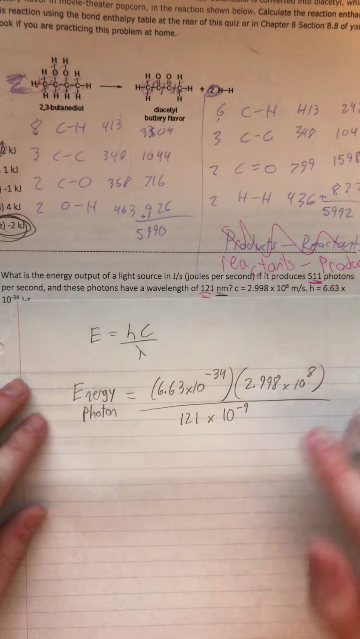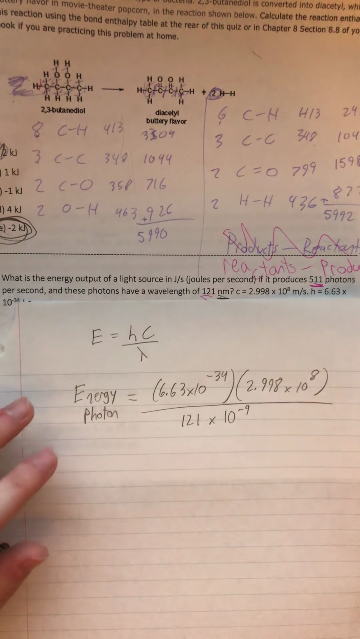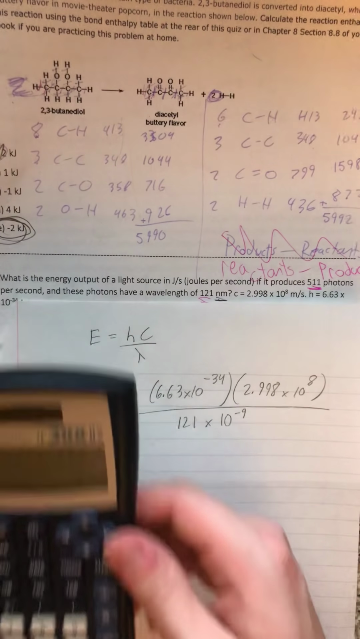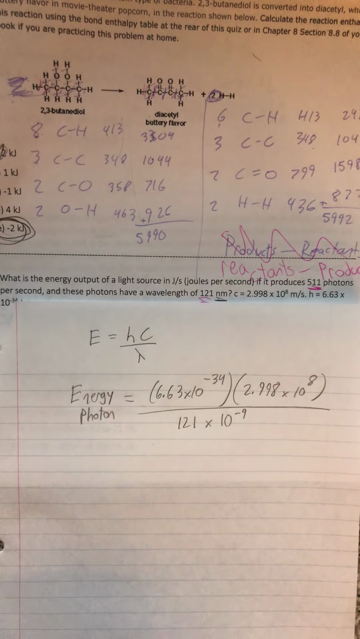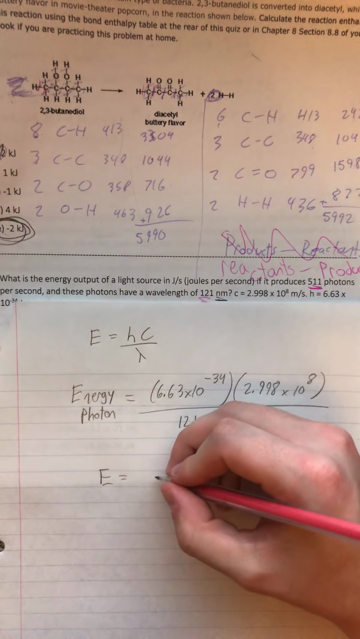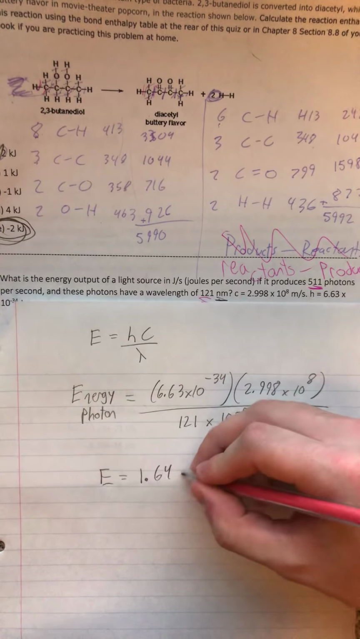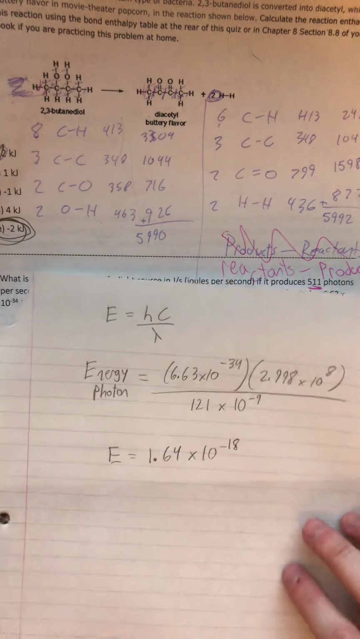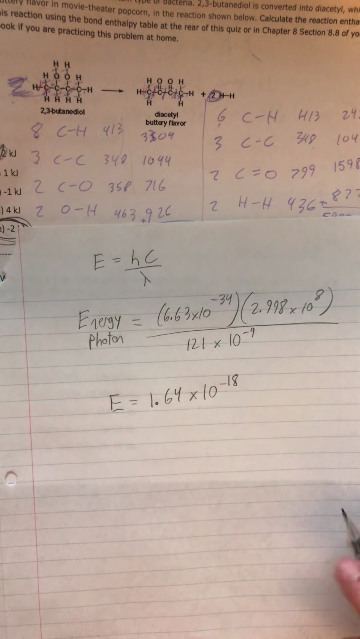So if I plug all this stuff into the calculator, 6.63 times 10 to the minus 34 times 3 times 10 to the 8 divided by 121 times 10 to the minus 9, that gives me that E is equal to 1.64 times 10 to the minus 18. So the energy of a single photon is 1.64 times 10 to the minus 18.